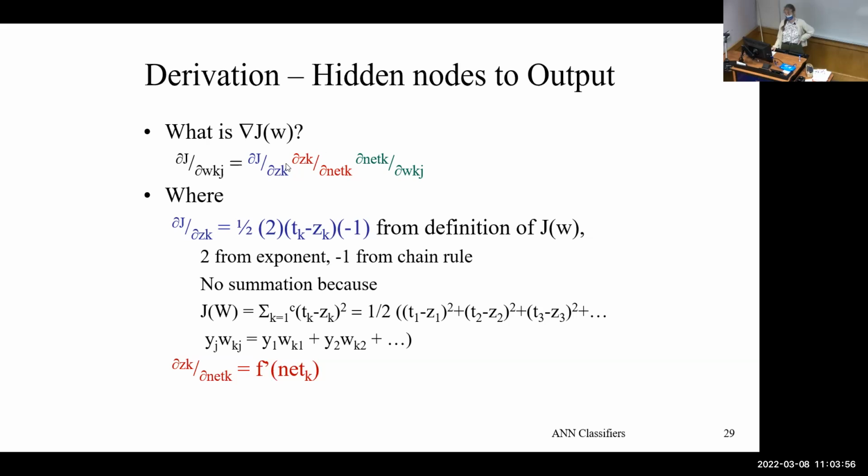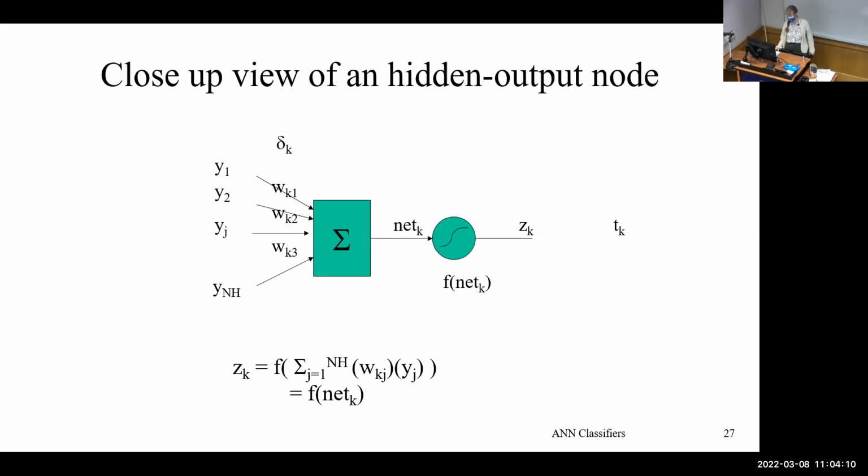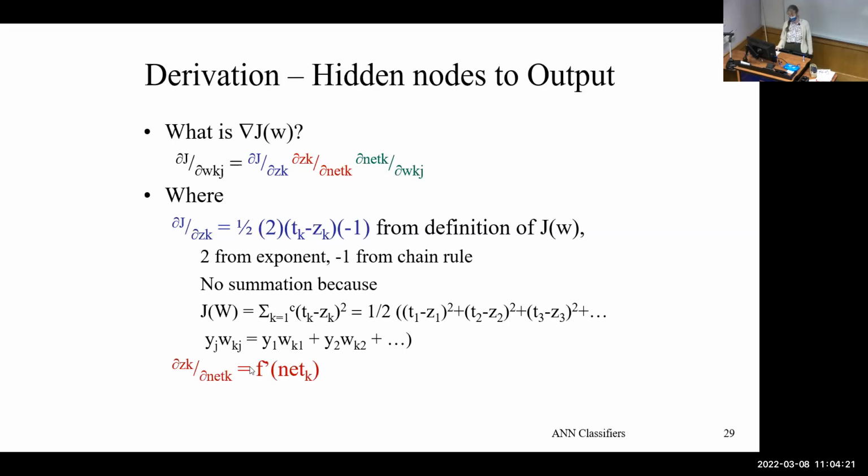For our second term, it's going to be looking at the fact that z is equal to f of net. So the derivative of z with respect to net is f prime, whatever that activation function is, the derivative of it.